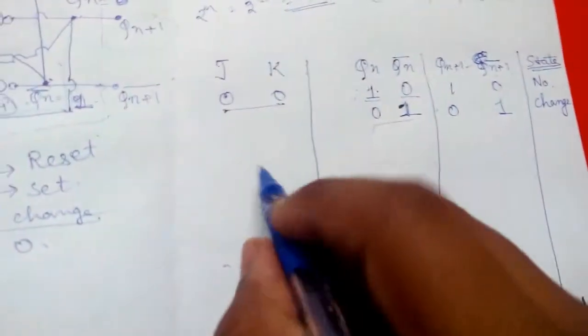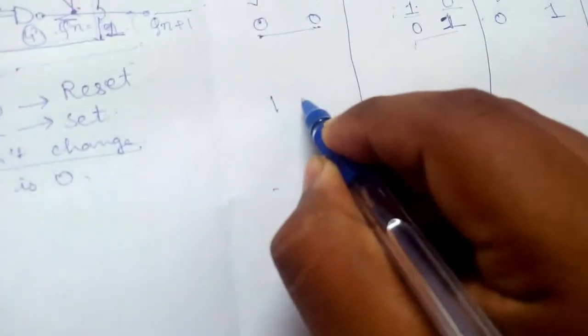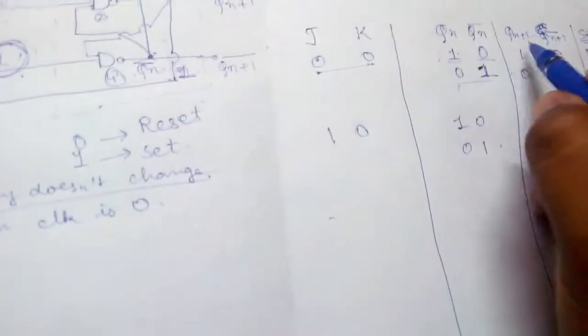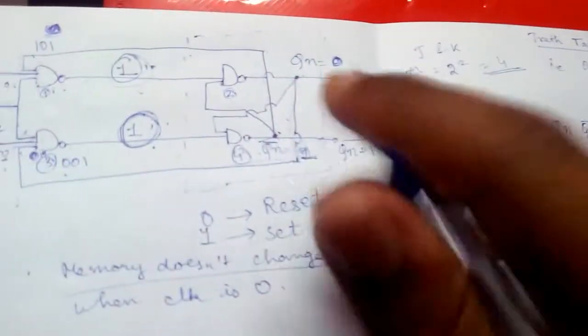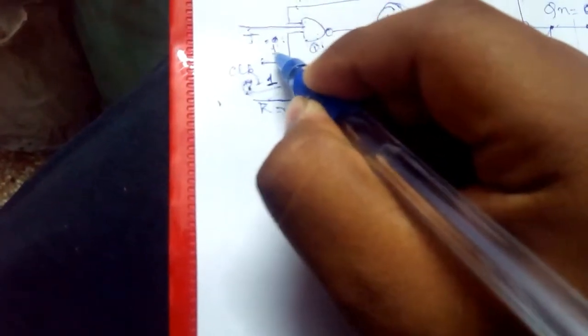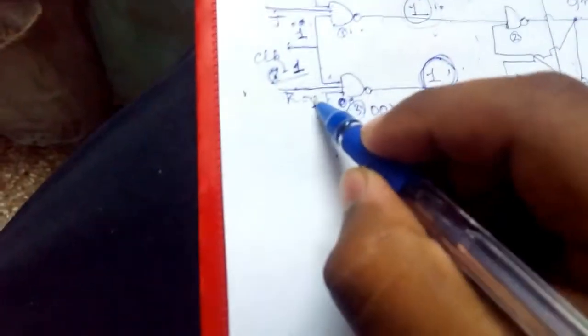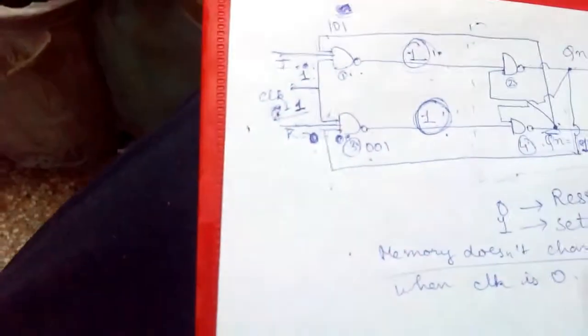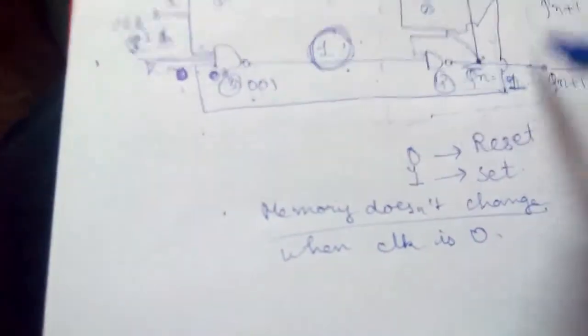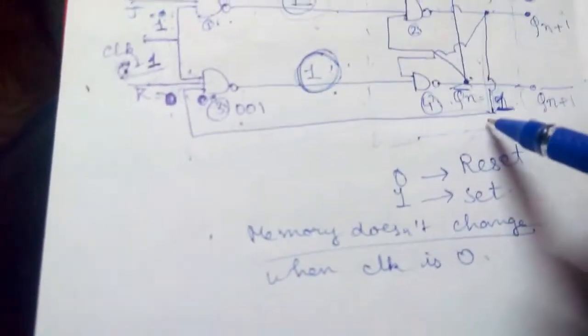Now let's solve for the 1 0 condition. Outcome would be 1 0 and 0 1. Now we will find Qn plus 1 and Qn plus 1 dash. Now J would be 1 and K would be 0. Let's find the outcome for the first case, 0 and 1, Qn dash 1, 0 and 1.